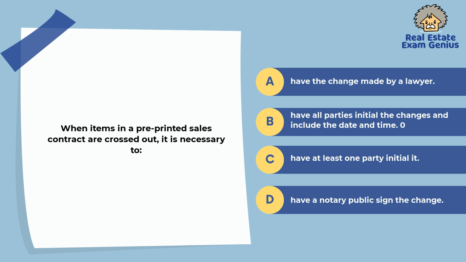When items in a pre-printed sales contract are crossed out, it is necessary to have the change made by a lawyer. Have all parties initial the changes and include the date and time. Have at least one party initial it. Have a notary public sign the change.